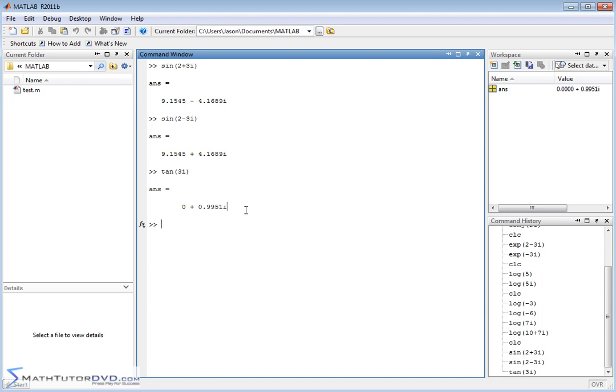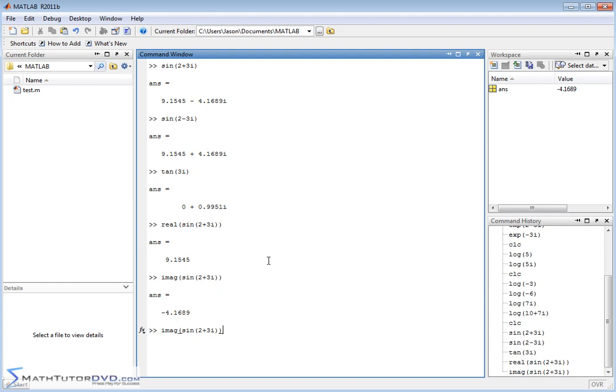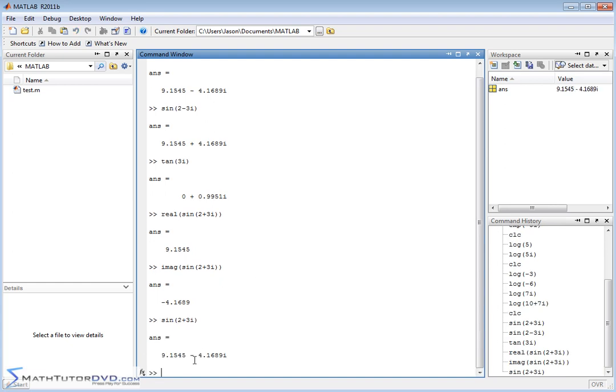And as always, if you only wanted the real part of this, the real part of the sine of 2 plus 3i, then you could do that by just wrapping it with real. It's going to take the sine of this complex number, and you're only taking the real part, so it only returns a number. So that's how you could do that. If you only wanted the imaginary part, then you would return the imaginary part. And of course, just to check our work, we can see that the sine of this is 9.15 minus 4.16i. So that's why it returned these values here.